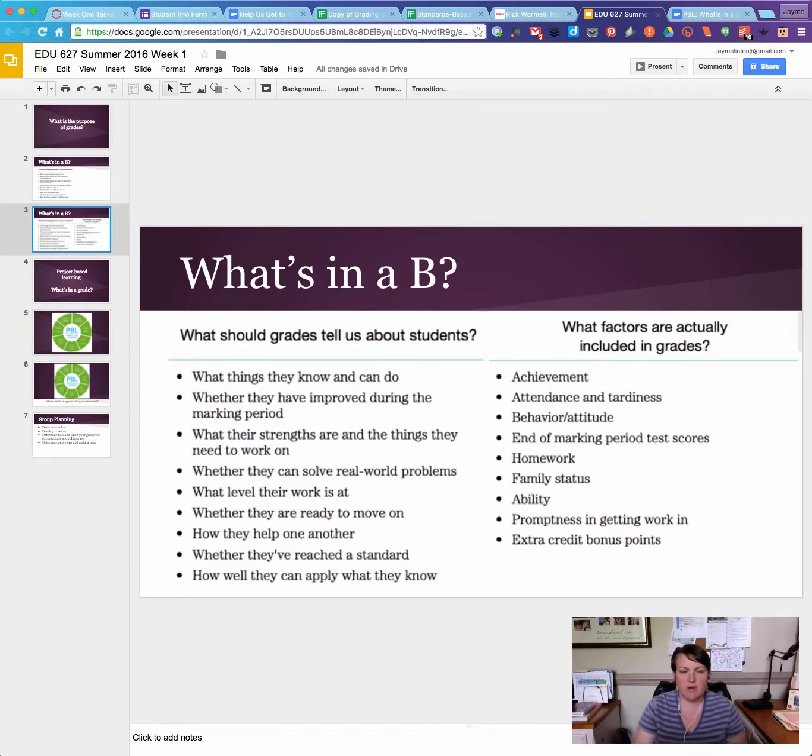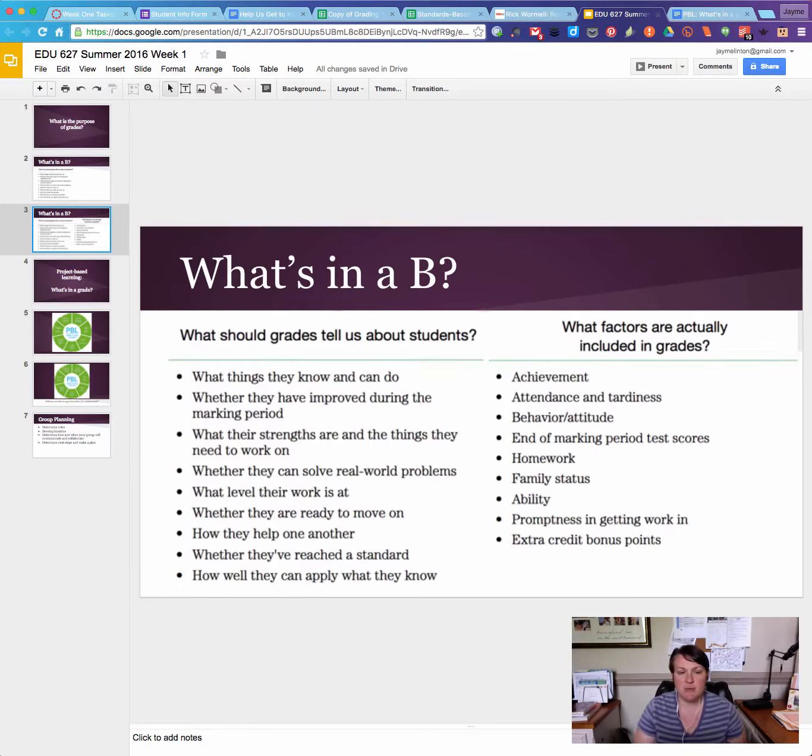So here's a question for you. If I take points off for late work or for students' attendance, then do those grades tell me that this is what the students know and can do? And do the grades tell me which content standards they've reached?